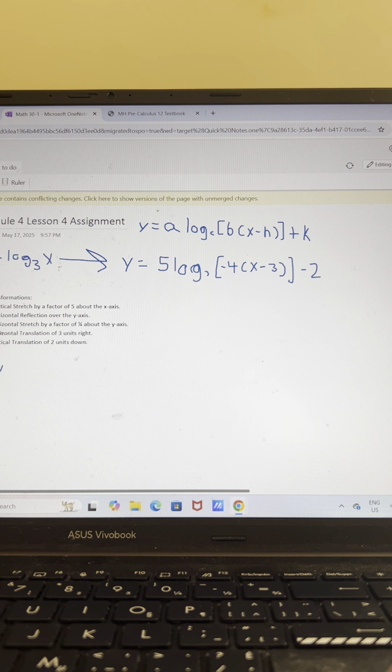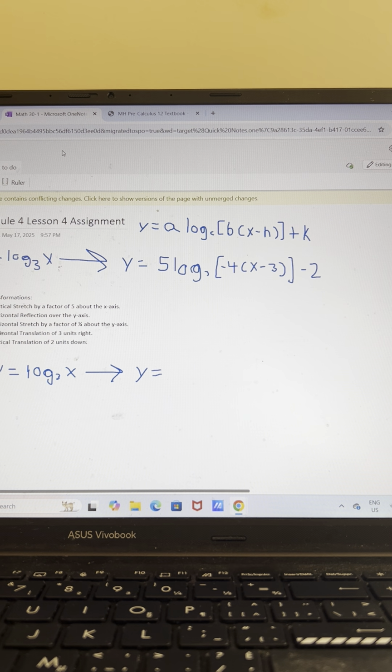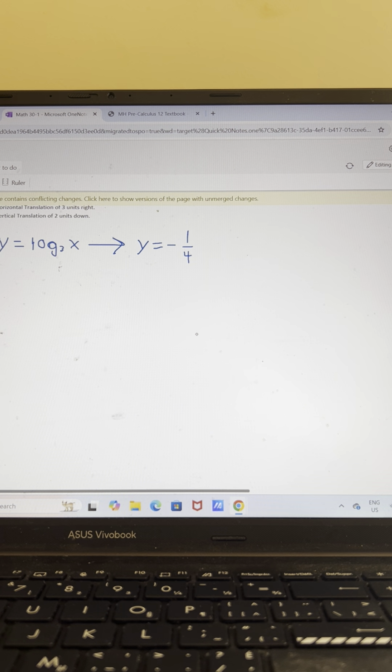And this was y is equal to log 3x and goes to y is equal to negative 1/4 log 3 of 6 minus x, plus 1.